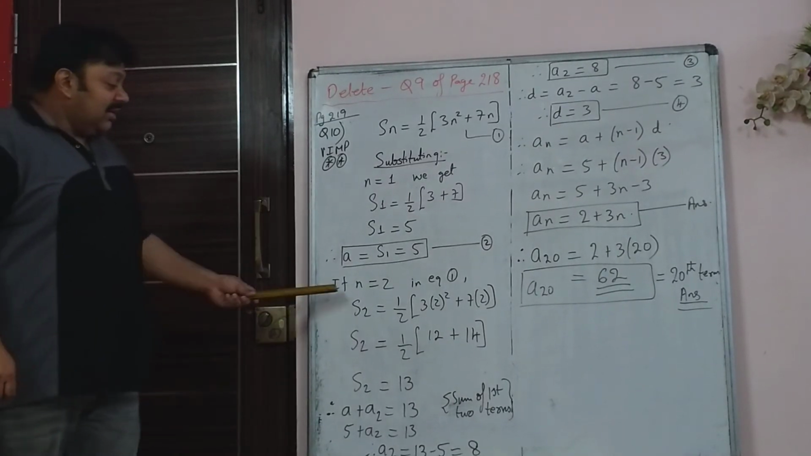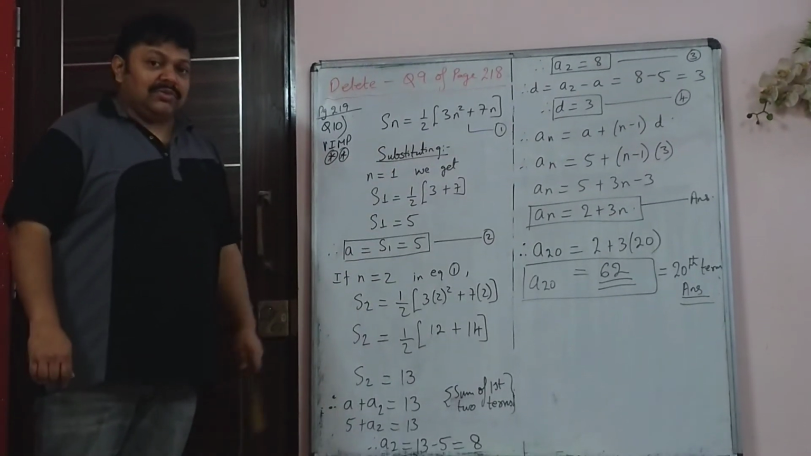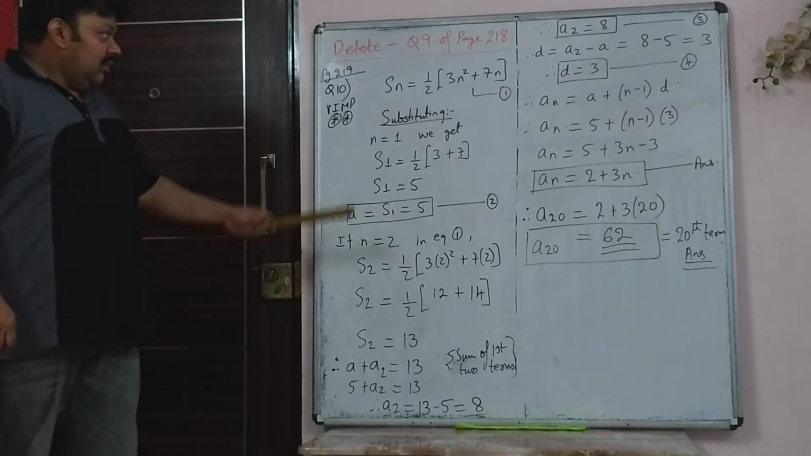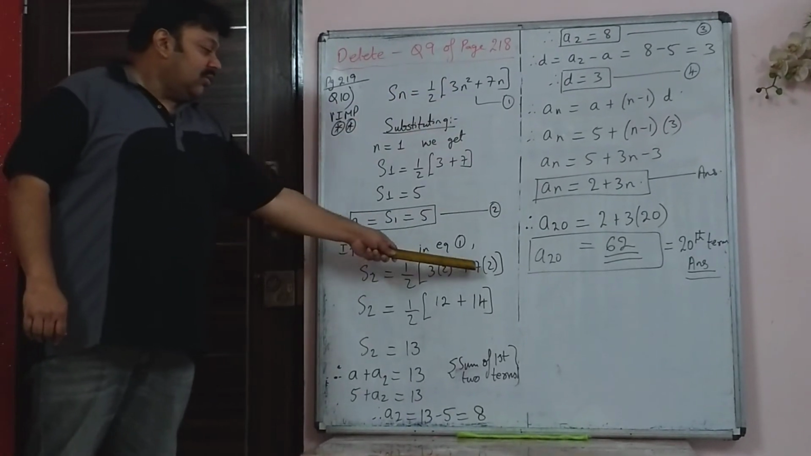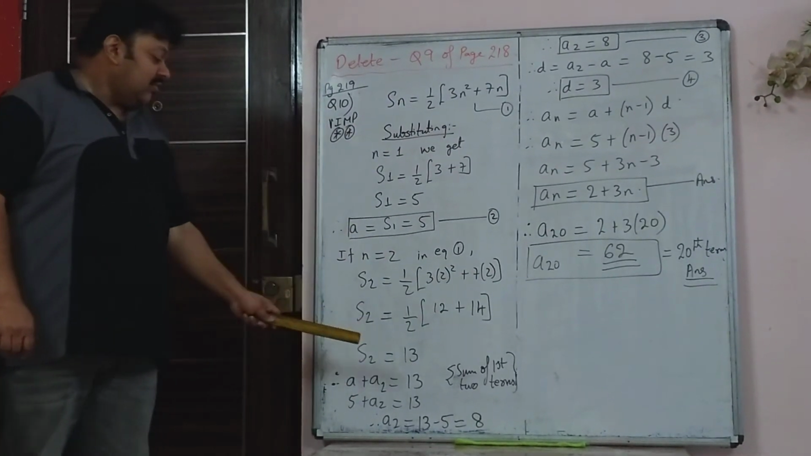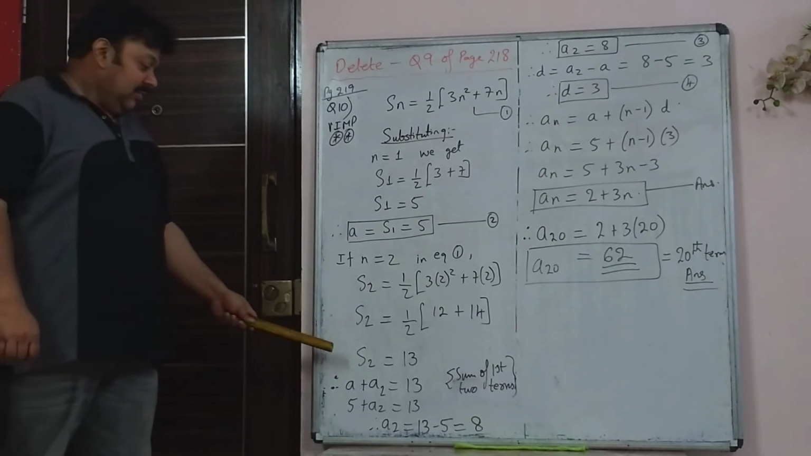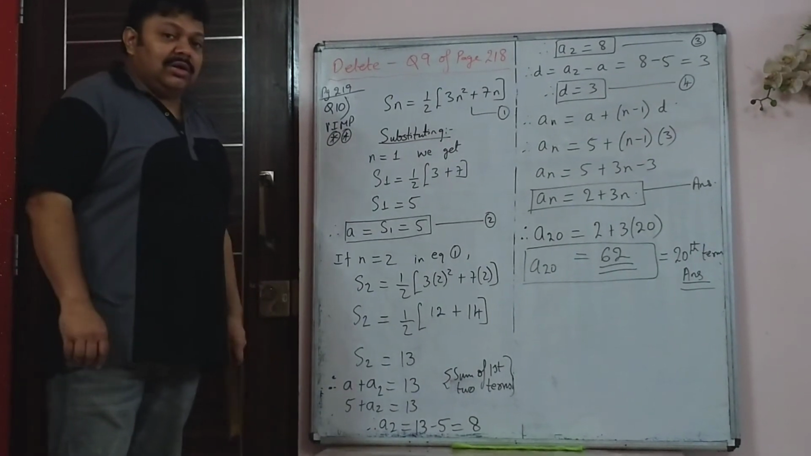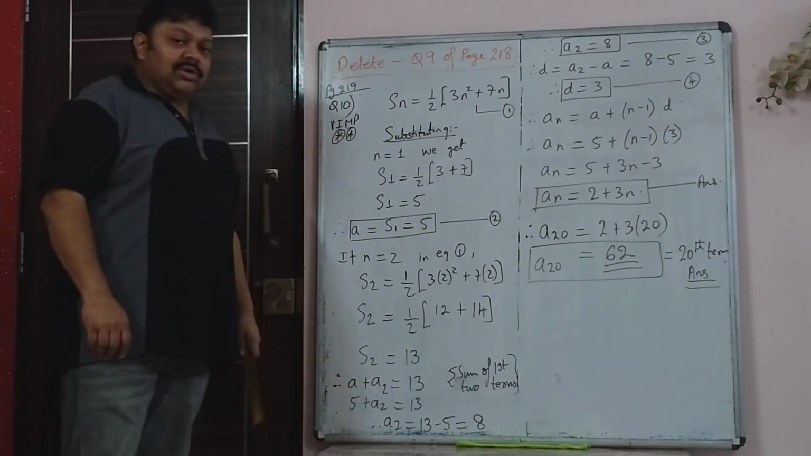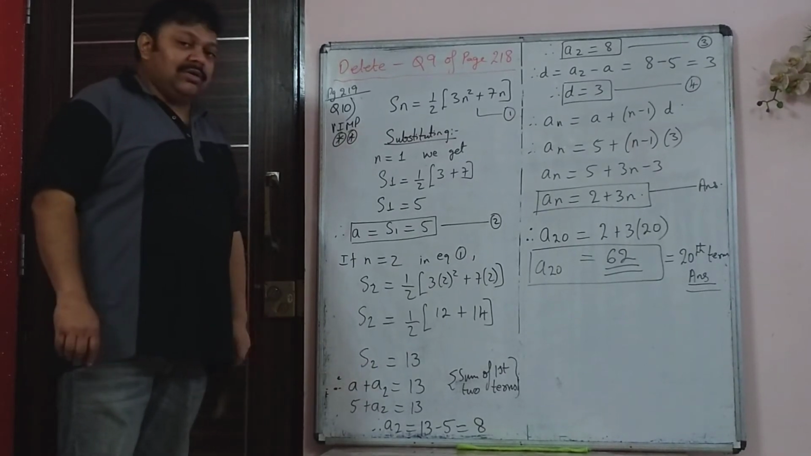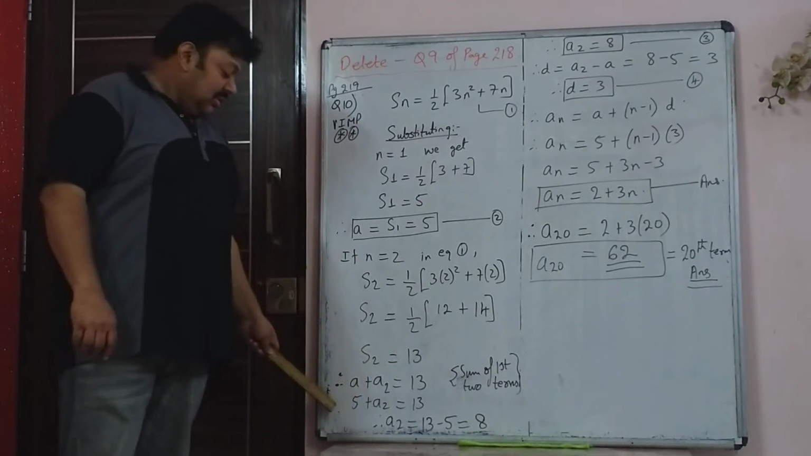Then next you find sum of two terms, when you substitute n is equal to 2. So when n is equal to 2, you will get S2 is equal to 13. So sum of two terms is 13. What is the sum of two terms? It is the first term plus the second term. So that adds up to 13.